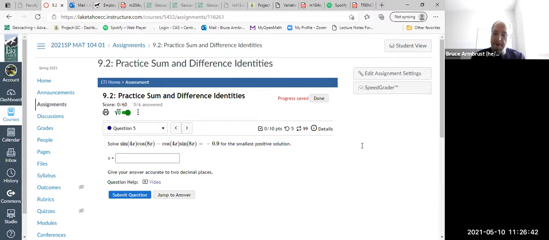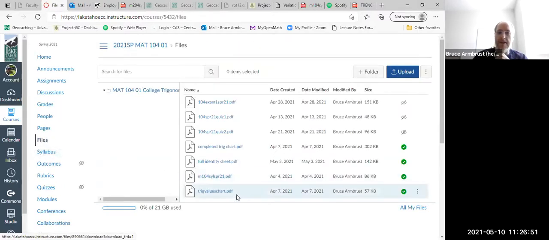This actually reminds me, I put something up on the canvas. Let me show you real quick. If you go over to files, I don't know if anybody's ever explored over there, it has a bunch of things that you can actually access. You can't access all of what I have here because some of those are quizzes and exams. But if you go to yours, you're going to see this one is called full identity sheet.